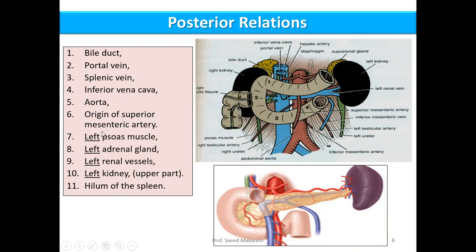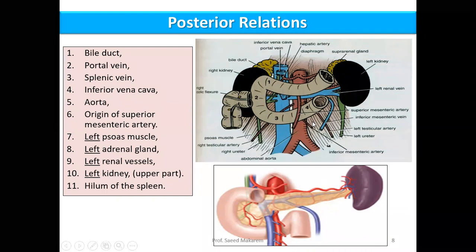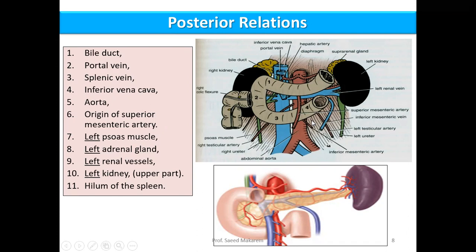Then the left psoas muscle. There is a muscle here called the psoas. Then the left adrenal gland, the left suprarenal gland. If you can see here, this is the adrenal gland or the left suprarenal gland. Then left renal vessels.